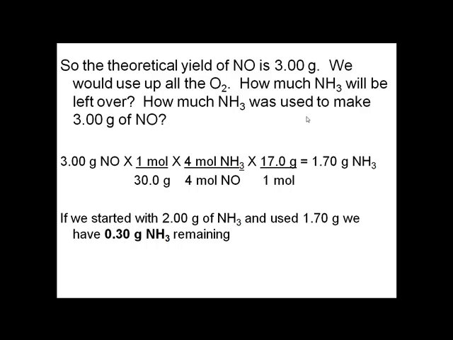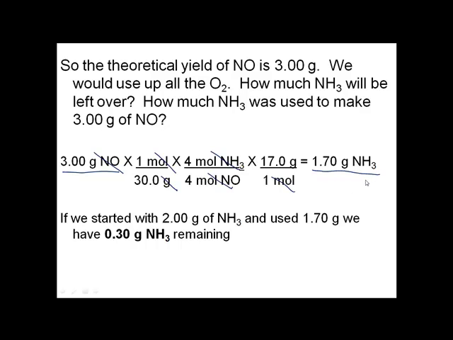So again here, we need to start with our theoretical yield. Really, really important. A lot of people start with the wrong number here, and they're surprised when they get the wrong answer. So we start with our 3 grams of NO, and we work backwards to get our grams of NH3 that were actually used. Convert our grams of NO into moles. Convert our moles of NO into moles of NH3. Convert our moles of NH3 to grams of NH3.